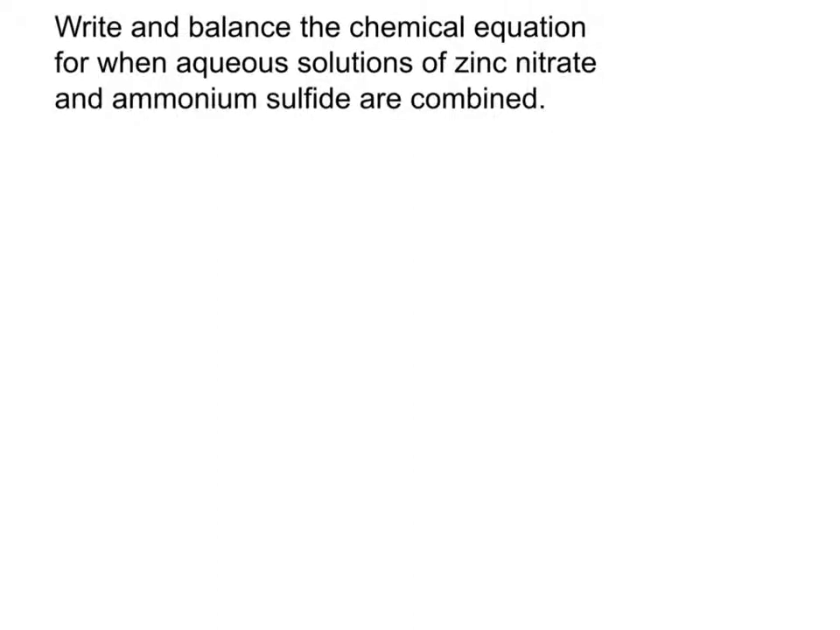I got a request to do this problem from the notes. We're going to be writing and balancing a double displacement reaction, but it doesn't give us the products. We're only given the reactants. So the first thing we're given is zinc nitrate. So that's the first thing we're going to have to write out.